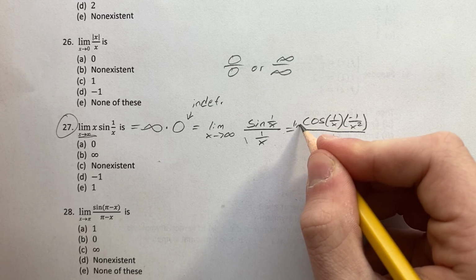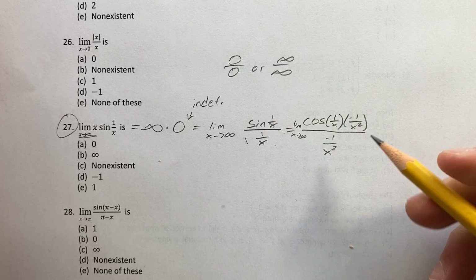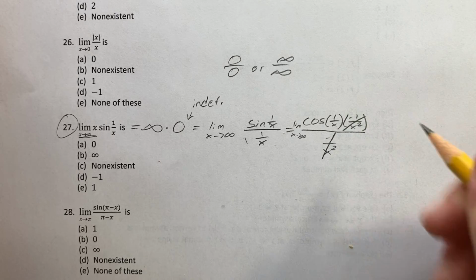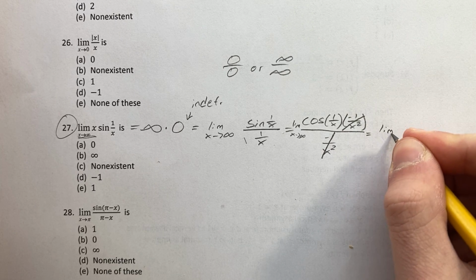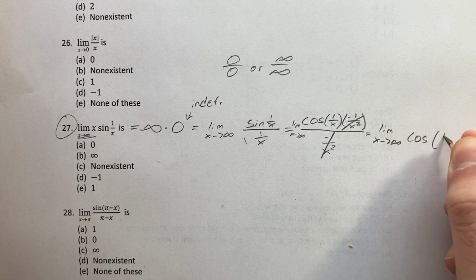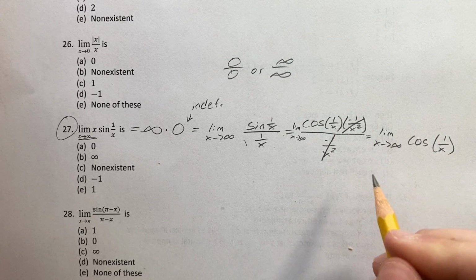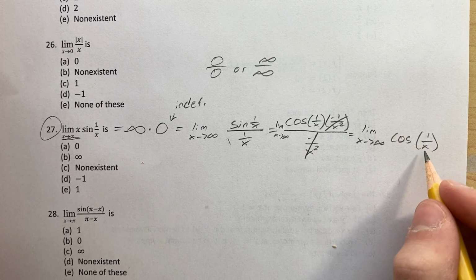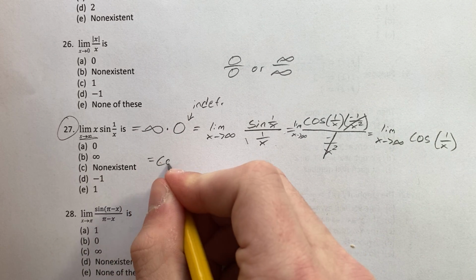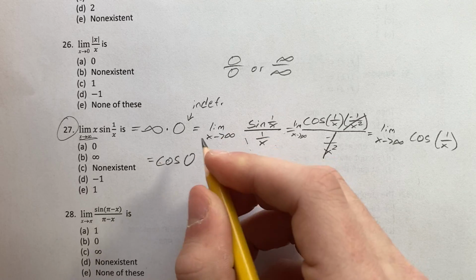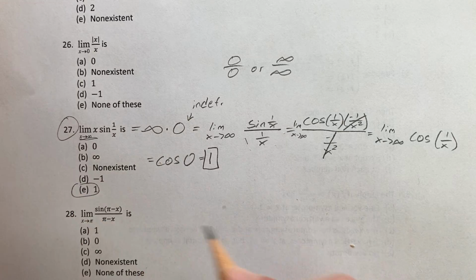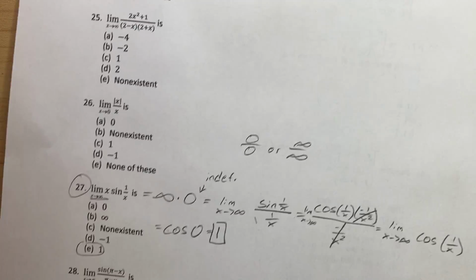Also, that's the limit. And what's great about this is you can now cross out the negative 1 over x squared, and you'll just have limit as x approaches infinity of cosine of 1 over x. Now, if you plug in infinity, as x approaches infinity, 1 over x is going to approach 0, so all of this turns into cosine of 0 or just 1. And that is E. All right, pretty simple.